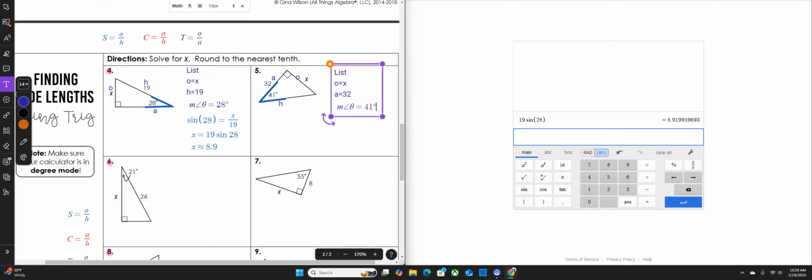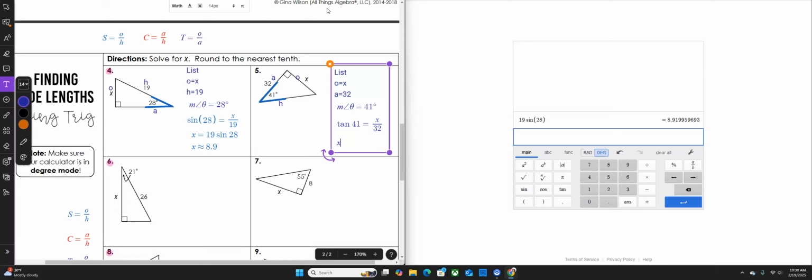Okay, so now we have our list. I'm going to go ahead and set it up. I see I have O, I have A. I look at my mnemonic, T is O and A, so that means I'm going to be using the tangent. So again, like I said, I'm going to set it up. I know I'm looking for the tangent of a 41 degree angle, which will be equal to my unknown value over 32. X is up high, so we know to multiply, just like he said in the song.